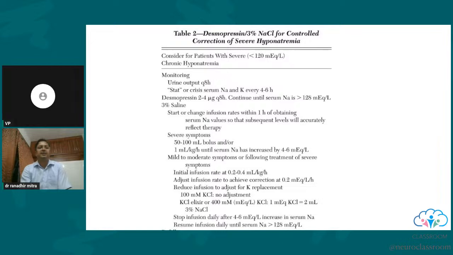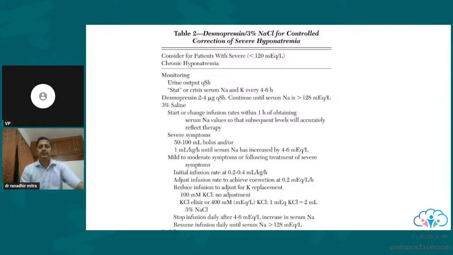But I will tell you, it is not a very prevalent practice, because in most centers, I feel the serum sodium correction is done pretty slowly, because of high fear of osmotic demyelination. So I also do not practice giving desmopressin routinely unless I find that the correction is pretty fast.